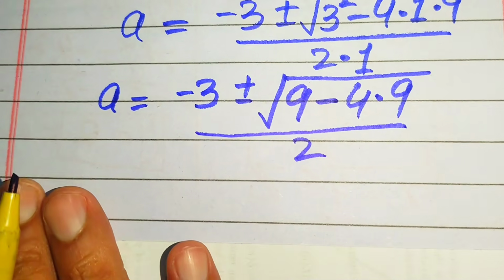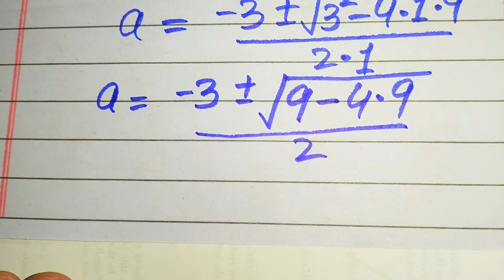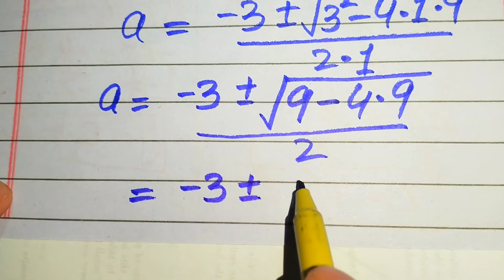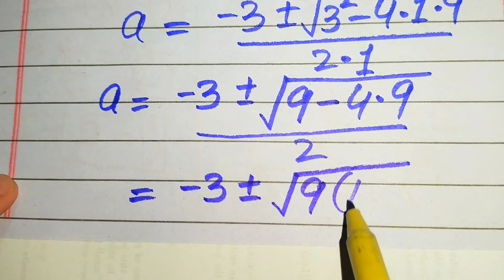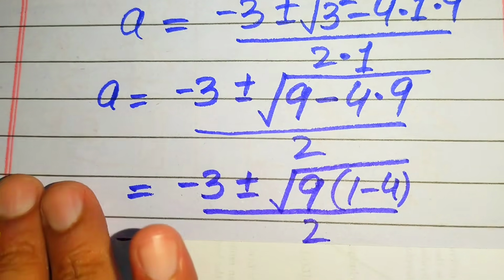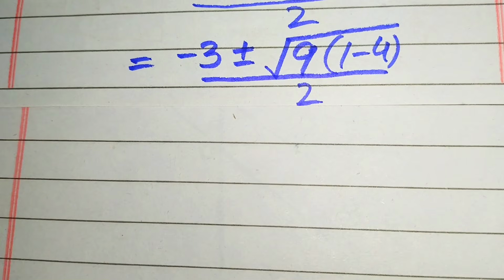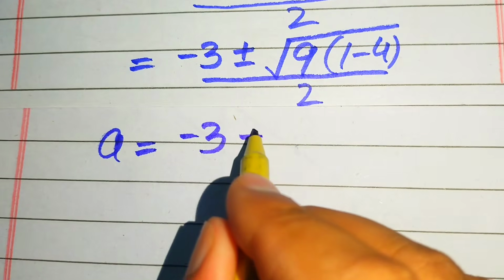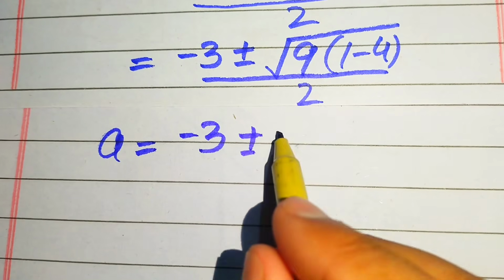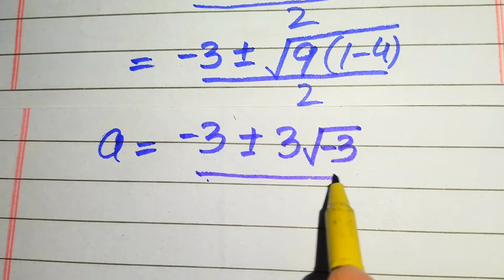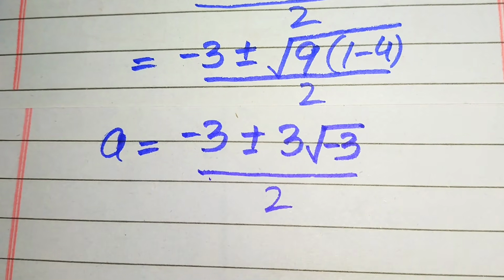And now here we need to focus inside the square root sign, and inside the square root sign we have 9 as the common term, so we write it as minus 3 plus minus square root of 9 times of 1 minus 4, and it is divided by 2. So further in the next step we need more simplifications, and we get here a equals minus 3 plus minus. We know that square root of 9 becomes 3 into square root of 1 minus 4 becomes minus 3, and it is divided by 2.